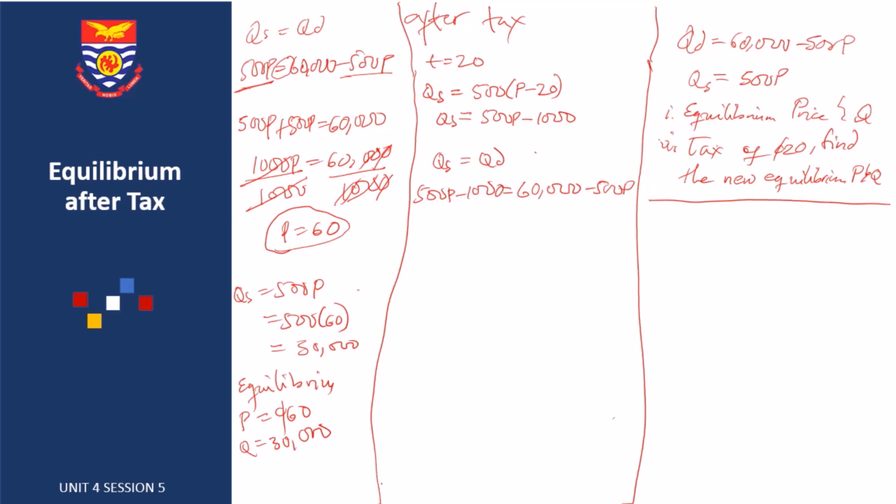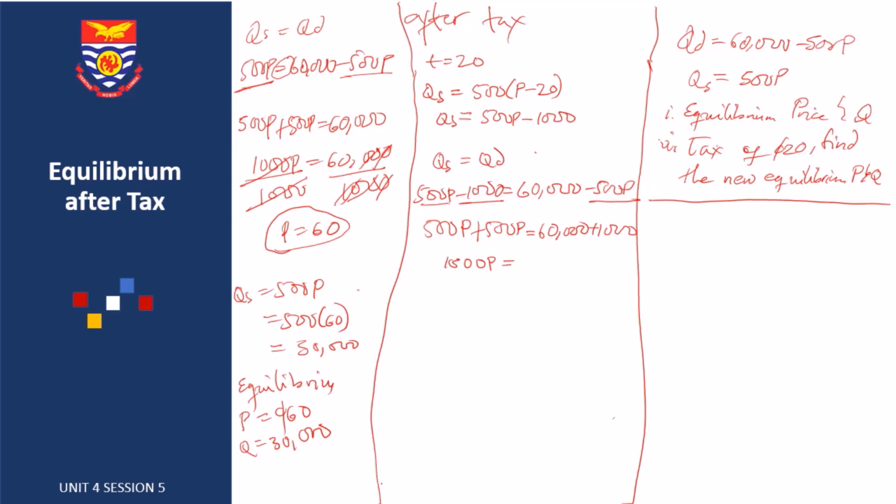I'll group like terms, so this minus 500p, I would like to add to this one, so I have plus 500p. Then I'll equate it to 60,000. Now this minus 1000 will come and add to the 60,000, so I have plus 1000. All right. Now I'll have 1000p equal to 60,000 plus 1000 gives me what?